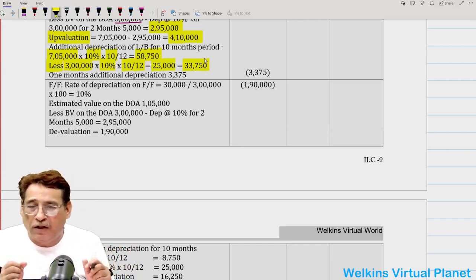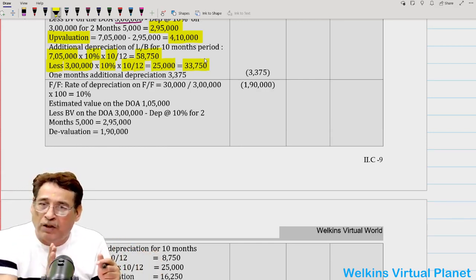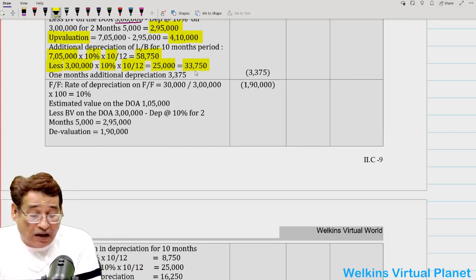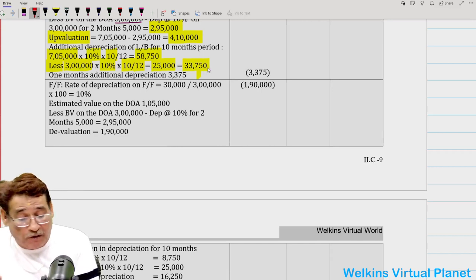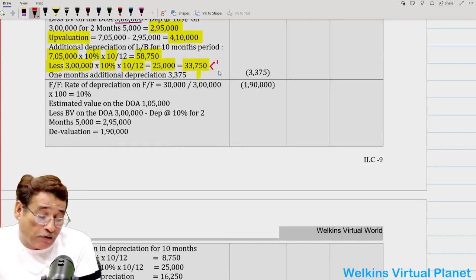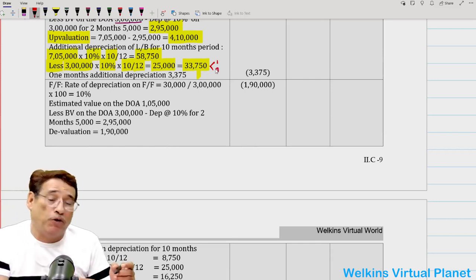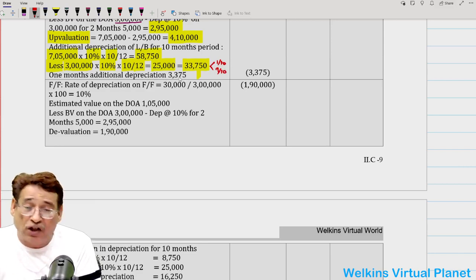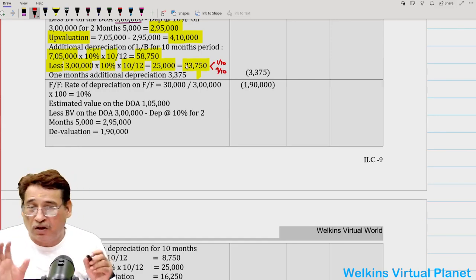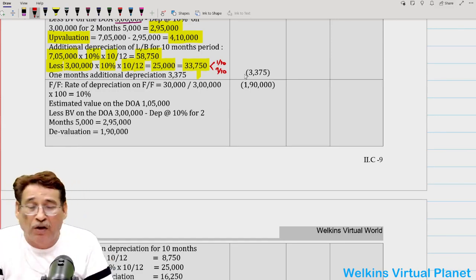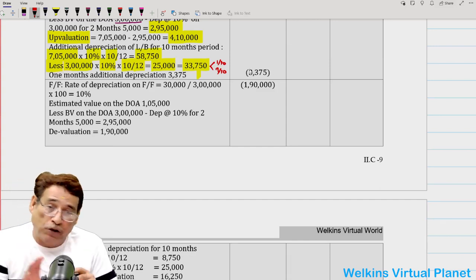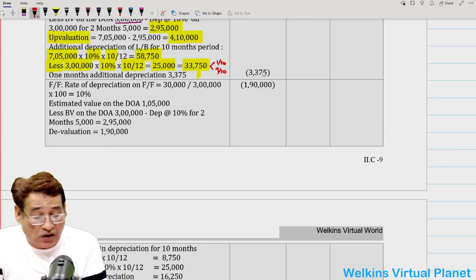But out of remaining period, only 9 months will fall in the post-acquisition and 1 month will fall in the pre-acquisition period. So what I will have to do, I will have to divide this additional depreciation into pre-acquisition period, which is 1 month, and 9 month post-acquisition period. So 1/10 and 9/10. So 1/10 will be considered 3,375. So that is the reason 1 month additional depreciation, total additional depreciation for 10 months is 33,750. Out of 10 months, 1 month depreciation will be considered as a capital sort of loss instead of revenue loss. So you will subtract it. Additional depreciation is always a loss. So that is why I have written less 3,375.